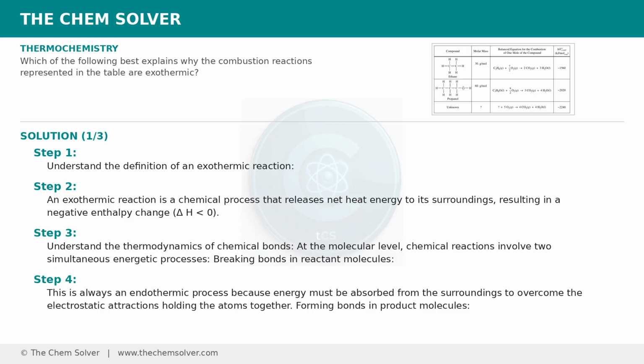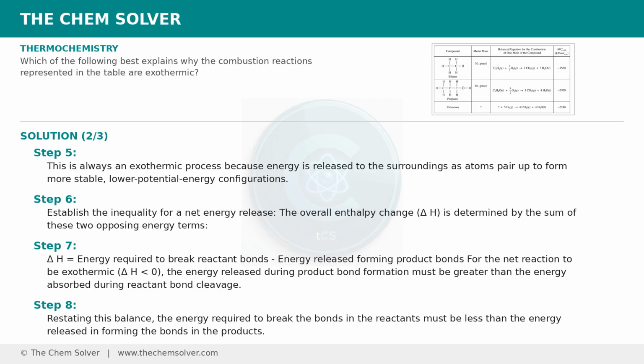Understand the thermodynamics of chemical bonds. At the molecular level, chemical reactions involve two simultaneous energetic processes. Breaking bonds in reactant molecules is always an endothermic process because energy must be absorbed from the surroundings to overcome the electrostatic attractions holding the atoms together. Forming bonds in product molecules is always an exothermic process because energy is released to the surroundings as atoms pair up to form more stable, lower potential energy configurations.